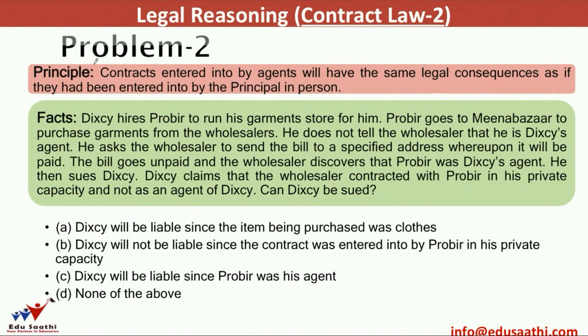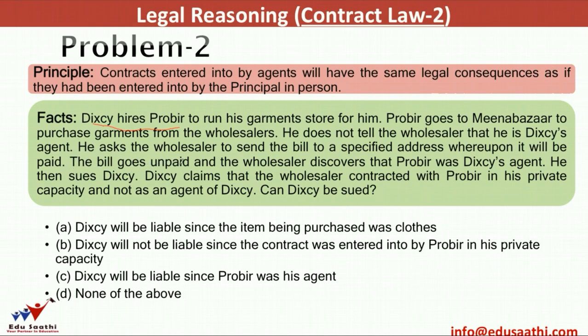So let's take an example. Contracts entered into by the agents will have the same legal consequences as if they had been entered into by the principal in person. Let's take the facts. Dixie hires Probir to run his garment store. Here is the contract of agency starting. To run his garment store for him, Probir goes to Meena Bazaar to purchase garments from the wholesaler. He does not tell the wholesaler that he is Dixie's agent. He also asks the wholesaler to send the bill to a specified address, whereupon it will be paid.